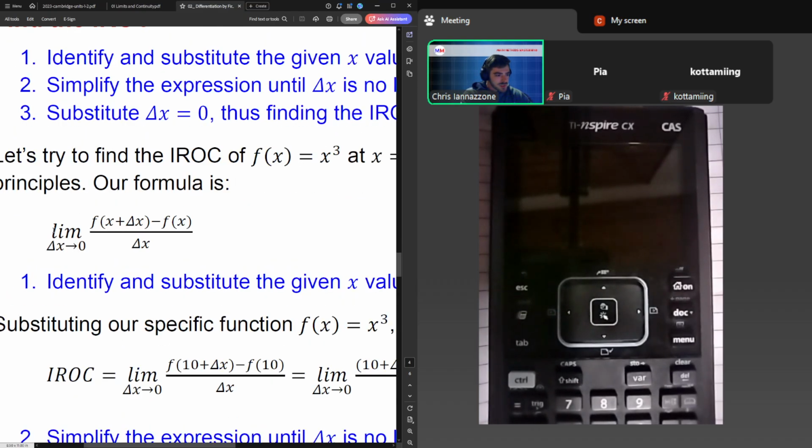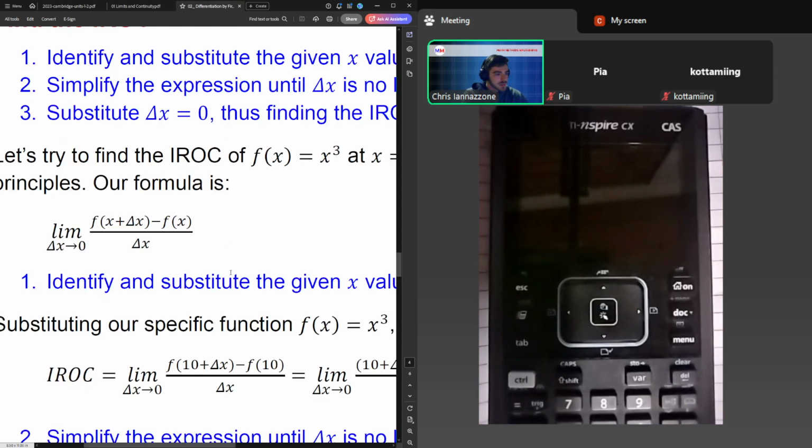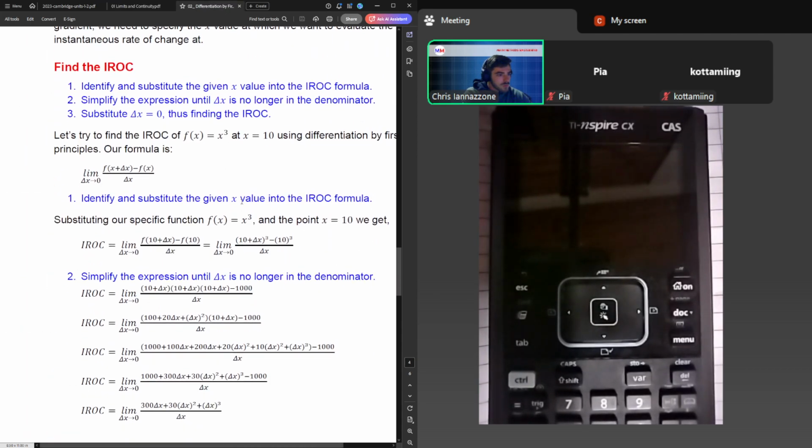One of the problems with this equation is that if you just sub in delta x equals 0 directly, you get a divide by 0 error. That's what we saw over here, where we subbed in x equals 2, we got a divide by 0 error. Not good. So what we're going to do is now look at the actual example.